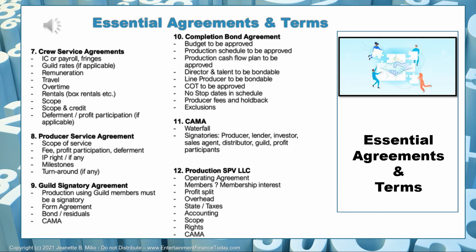In essence, what you have to define in this agreement is the scope of service, what is being done, what is the exact scope, what has to be delivered by when, what is the fee for that, is there profit participation or a deferment applicable, are there any rights that you would be sharing with the producer or not, are there any milestones that have to be met in order for them to see a remuneration or profit participation or an IP right component, and is there any turnaround applicable, meaning if you pay them something and the movie doesn't get made, those kind of fees have to be paid back to you by whoever else is making the movie.